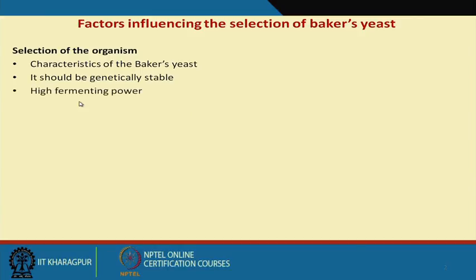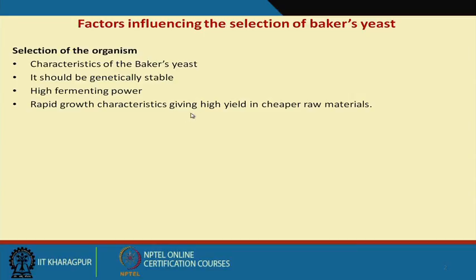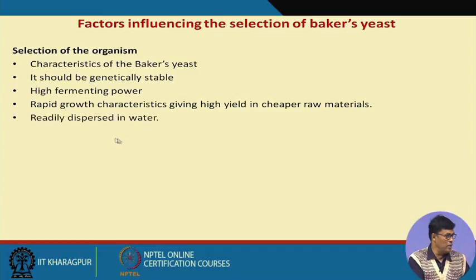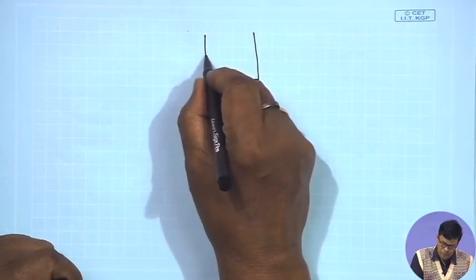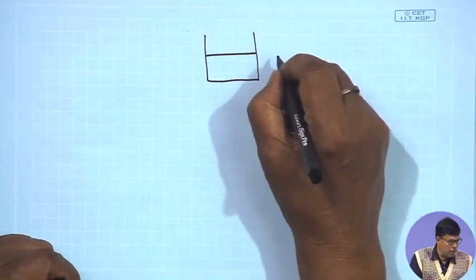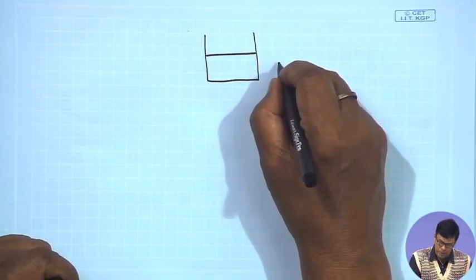And it should have high fermenting power, so that degradation of the substrate will be very fast, and then rapid growth characteristics giving a high yield on cheaper raw materials, because the cheaper the raw materials, the lower your cost of production. If the raw material is cheaper, your cost of the yeast cells will be less. And then it should readily disperse in water, because this is a special characteristic we want for the yeast cells.